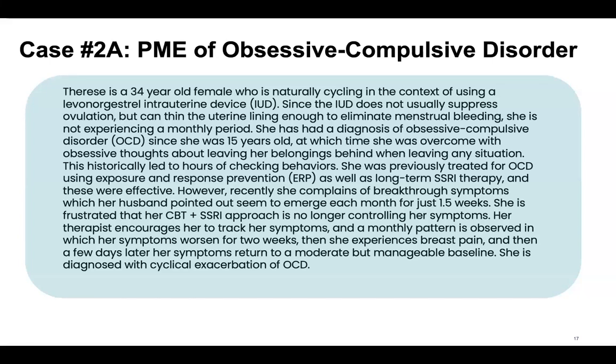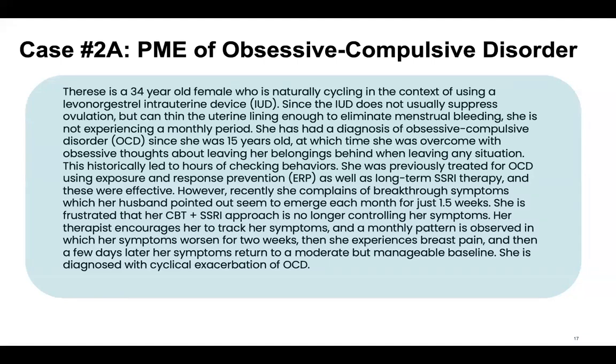She was previously treated for OCD using exposure and response prevention, or ERP, as well as long-term SSRI therapy. And these were effective in treating her OCD symptoms. However, recently she complains of breakthrough symptoms, and her husband has pointed out that these symptoms seem to emerge each month for just 1.5 weeks. She's frustrated that her CBT and SSRI approach is no longer controlling her symptoms.